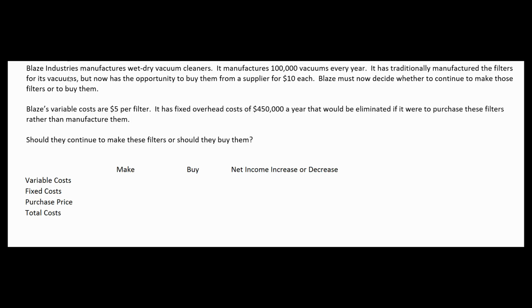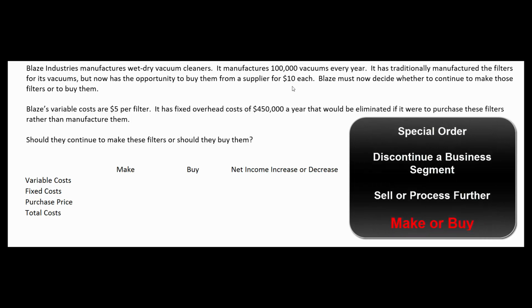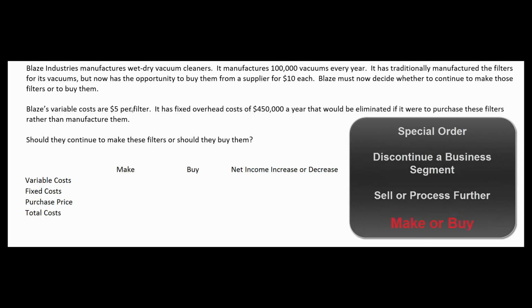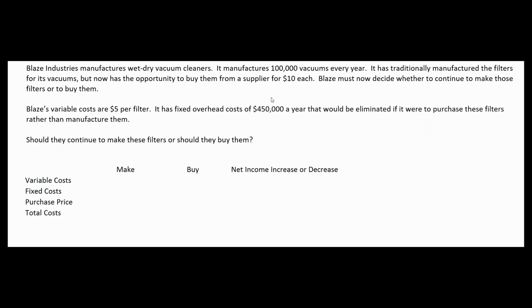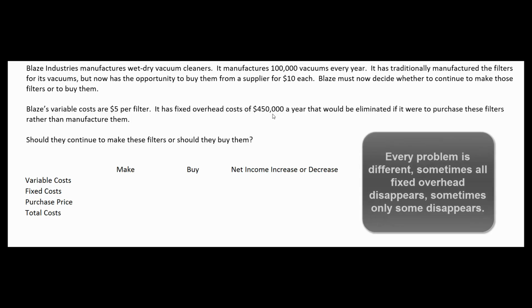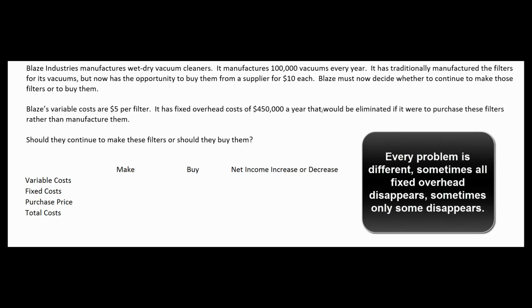Blaze Industries manufactures wet-dry vacuums, and it makes 100,000 vacuums every year. Traditionally, it's made its own filters, but now a supplier says we can sell you your filters for $10 each. So we have to do the make or buy decision. The variable costs are $5 per filter. Fixed overhead are $450,000 a year. If we bought those filters, those fixed overhead costs would disappear. So that's something that would change.